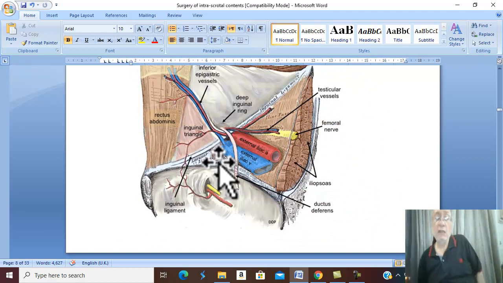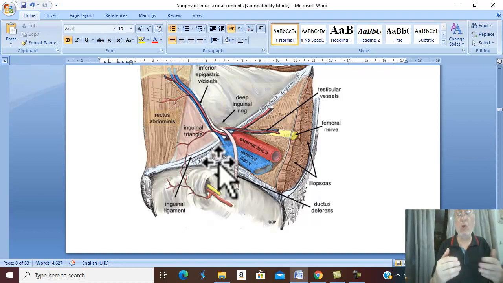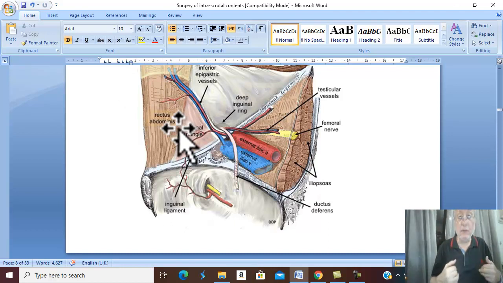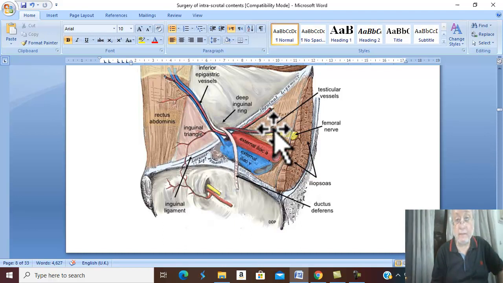This is a view to the posterior aspect of the anterior abdominal wall. This is the fascia transversalis. This is the anterior abdominal wall from inside the abdomen. From inside the abdomen, we will see the testicular vessels and the nearby vessels. These vessels are called inferior epigastric vessels.